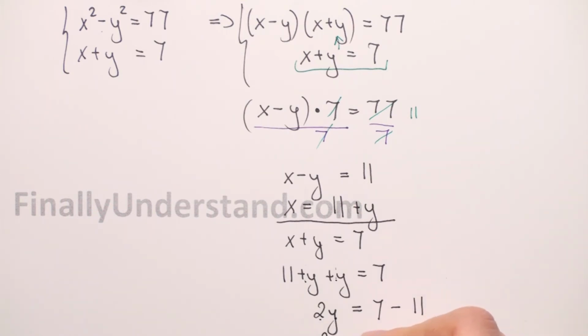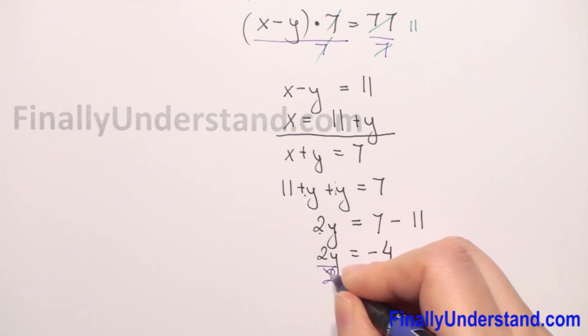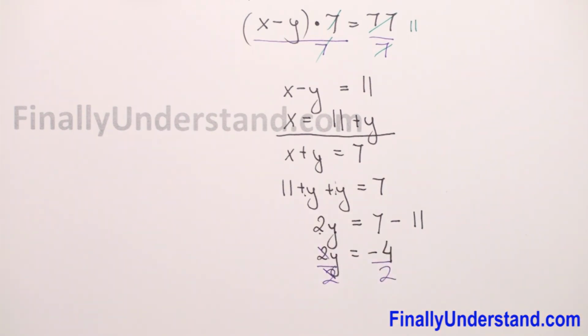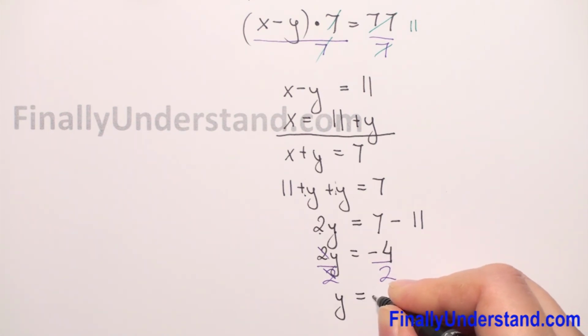So we have 2y is equal to 7 minus 11, which is equal to negative 4. We copy the sign of the greater number. 11 is greater than 7, so we copy the negative sign and just do subtraction. From the greater number we subtract the smaller. 11 minus 7 is 4. Now we will divide both sides by 2. 2 and 2 we will reduce, and we have that y is equal to negative 4 divided by 2, which is negative 2.